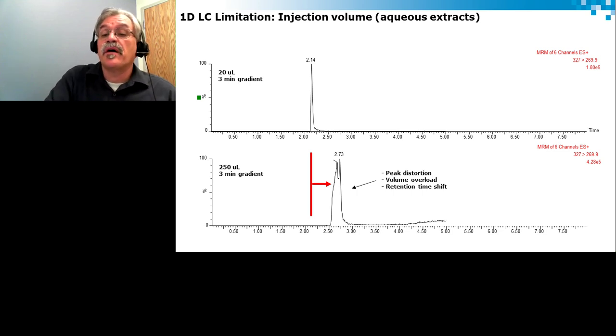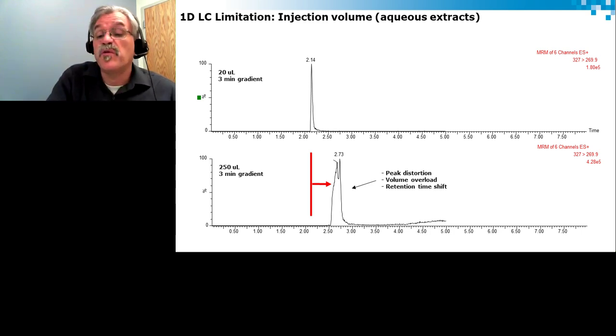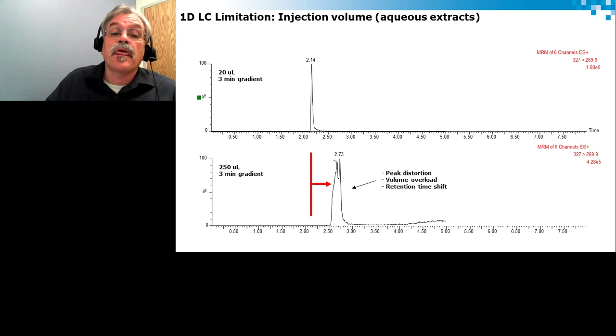Why is it that we can inject more? Well, it's obviously over here we can see that the 1D LC limitation, we have a serious injection volume issue. So now when we try to inject more, the system is actually choking up and we can't get decent peak shape, and it will become distorted, volume overload, and we also see a retention time shift, as we can see.